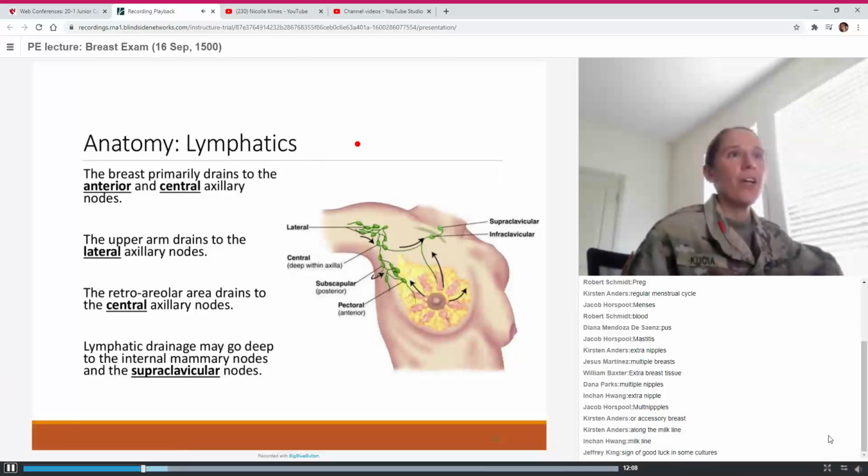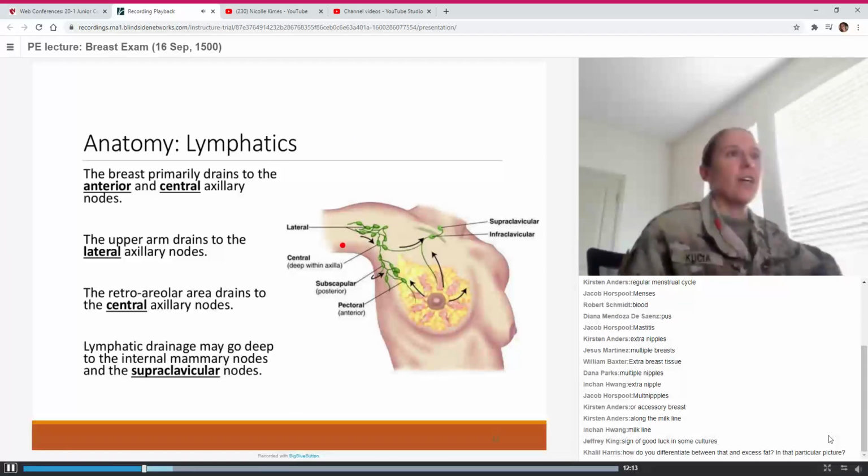All right. You guys all said this earlier, too, about lymphatic drainage. They go to the axilla into the anterior and central axillary nodes, and the arm goes to the lateral nodes. The areola itself goes to central axillary nodes, and then can go all the way also to supraclavicular nodes. And when you're doing your exams, you're always like, why am I going supraclavicular looking for lymphadenopathy? This is exactly why.